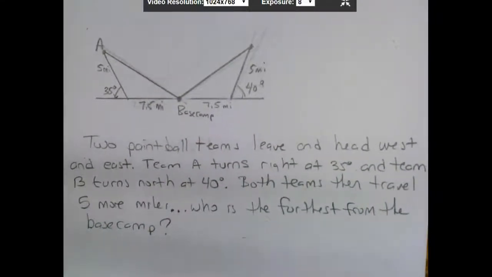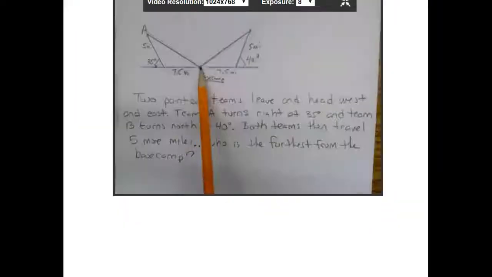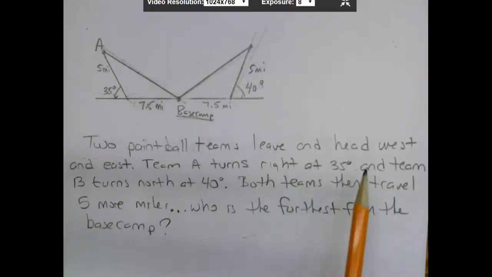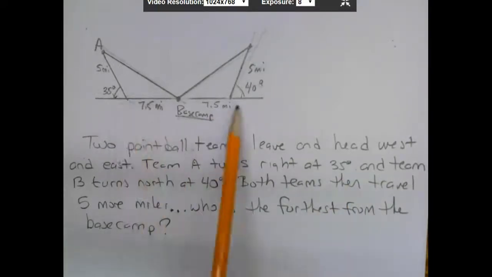It says two paintball teams leave from the base camp right here at this dot. They leave the base camp and head west. One heads west and the other one heads east. They both go the same distance, 7.5 miles and 7.5 miles. I don't have that in here, but that's true. So they both go 7.5 miles.